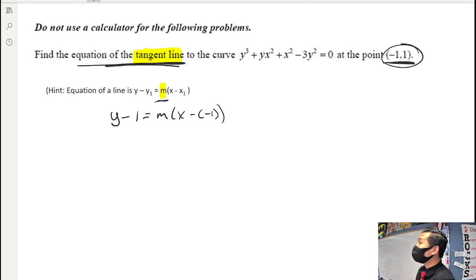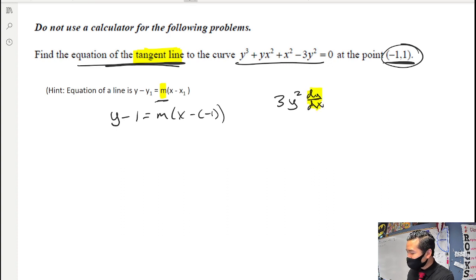To get the slope of a tangent line, you need to take the derivative. So we need to take the derivative of this, and we're going to do it with respect to x, okay? So what's the derivative of y cubed? 3y squared dy/dx. Very good. That dy/dx, that's what's going to help you find your m. So you're going to do that every single time you see a y in this problem.